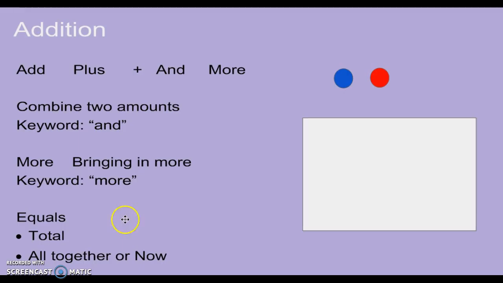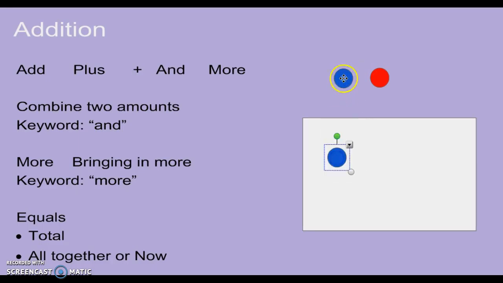Sometimes in a story problem you might hear the words all together. How many are there all together? Or how many do we have now? Those are the kinds of words you'll hear with addition. So let's go ahead and practice a couple of these different ways, starting with combining. So here is a problem that might be an example of a combining problem.